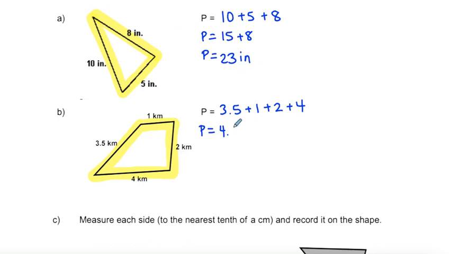Let's try that again. 4.5 plus 2 plus 4. 4.5 plus 2 is 6.5. Still have my plus 4. And 6.5 plus 4 is 10.5, but my sides are being measured in kilometers, so I need to include that with my final answer. Please note how I have formatted my solutions.